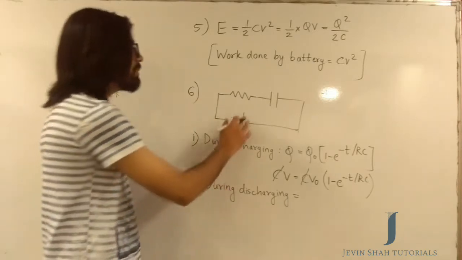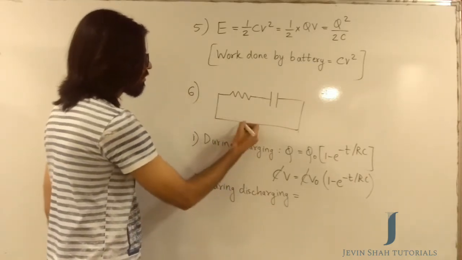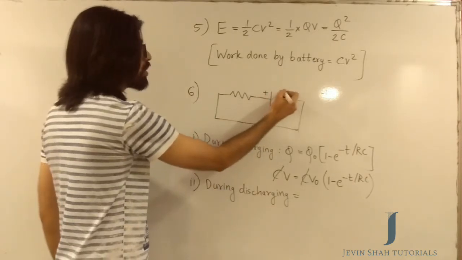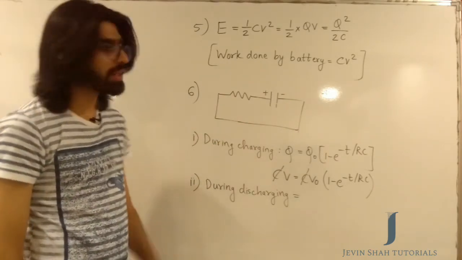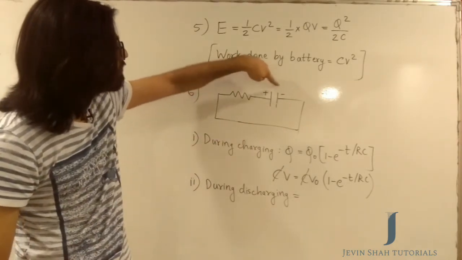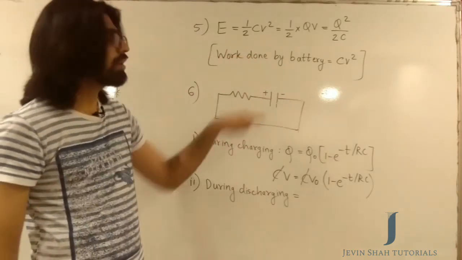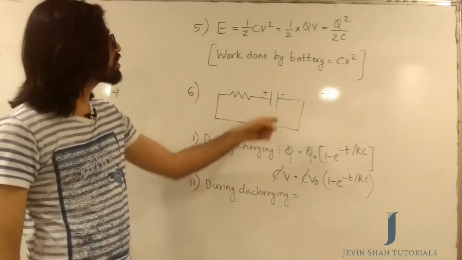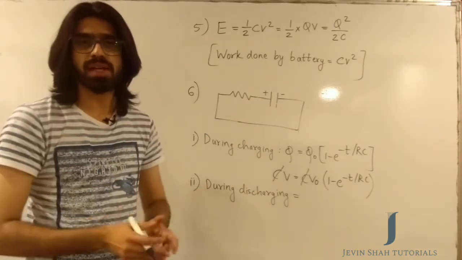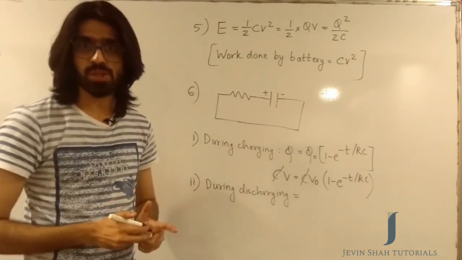If you disconnect the battery, and this was plus and this was minus, if you disconnect the battery and complete the circuit, now the charges will start flowing from here to here. That is, you will again get a current through the circuit, but this time because of the charges in the capacitor getting neutralized by combining with each other.